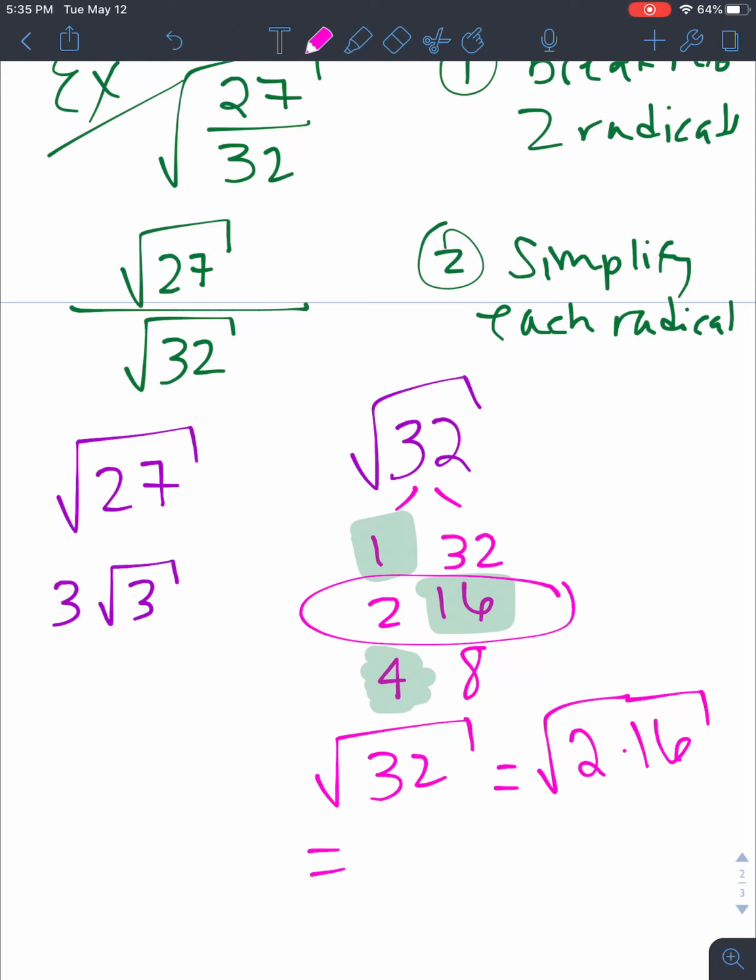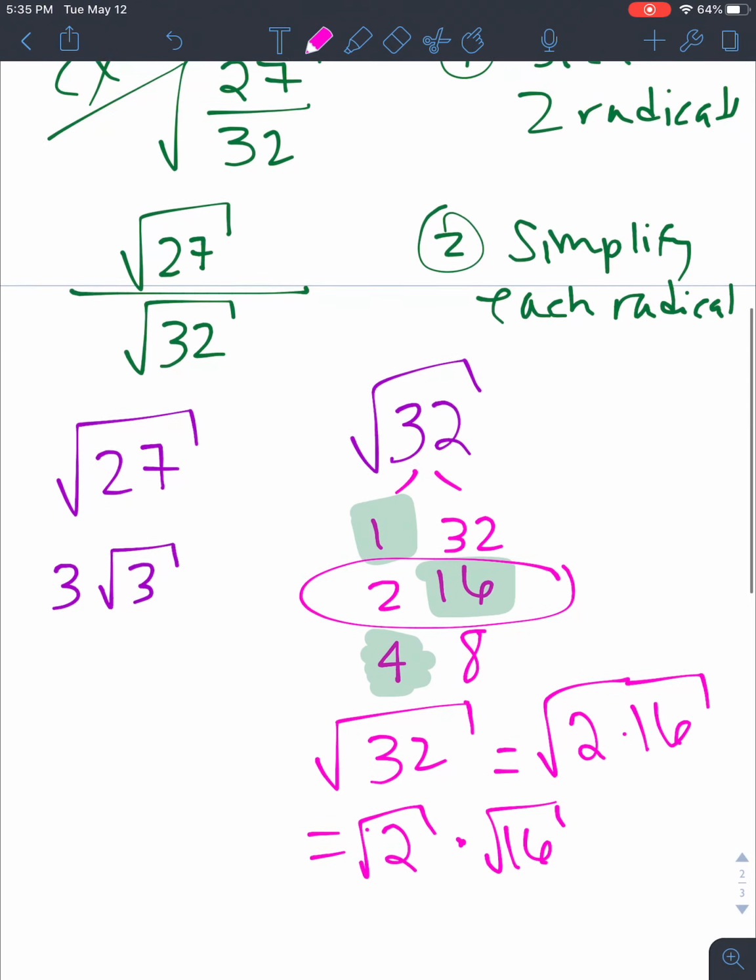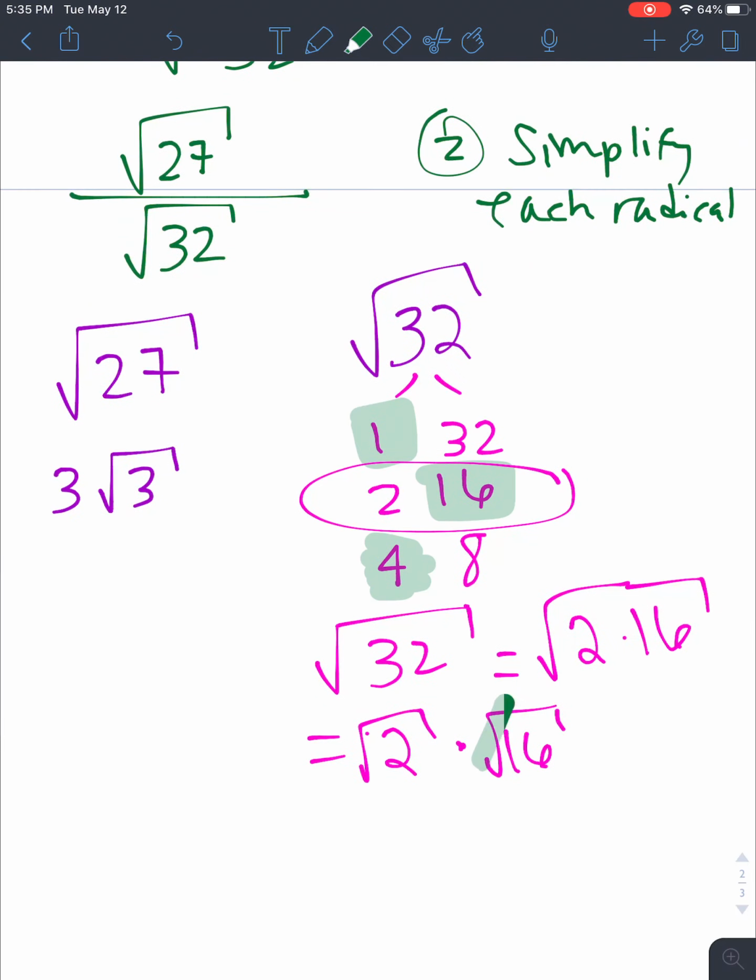All right. And when we do that, we can then split it into the square root of 2 times the square root of 16. But remember, the square root of 16 is just plus and minus 4, and we always write that first. So I have plus and minus 4 times the square root of 2. All right?